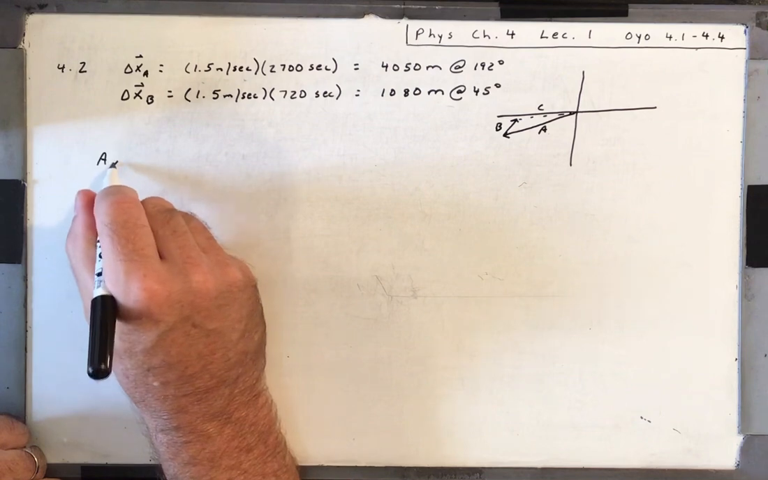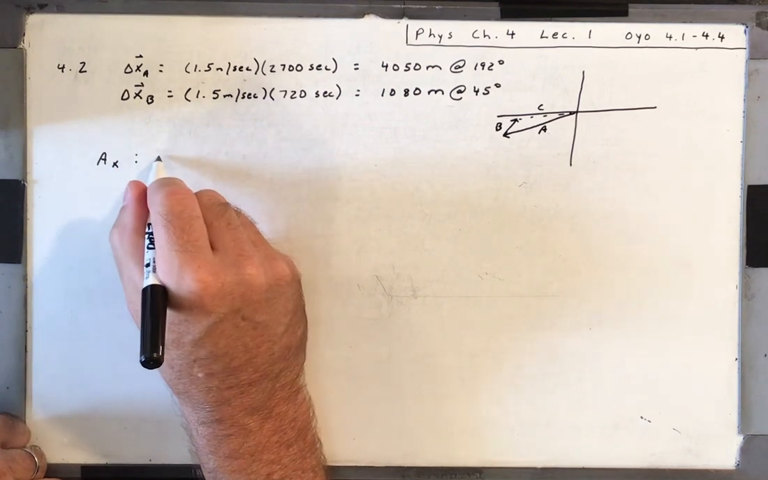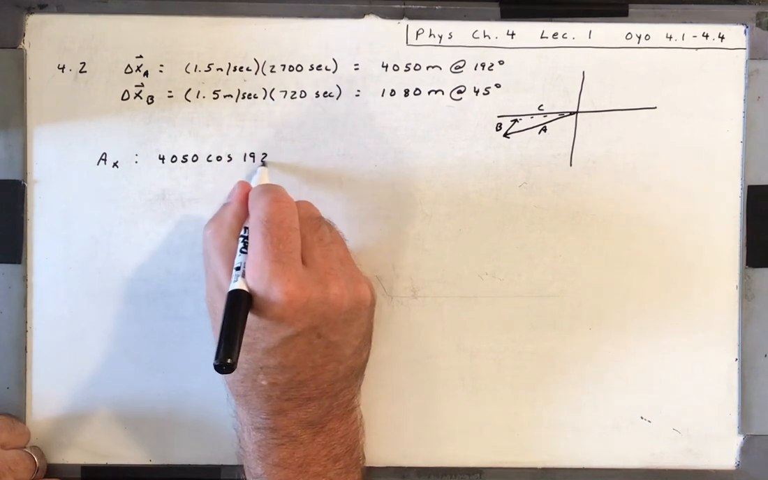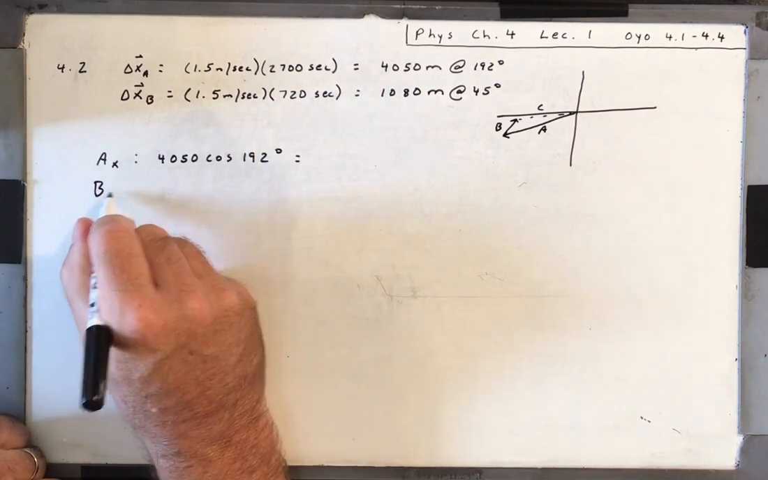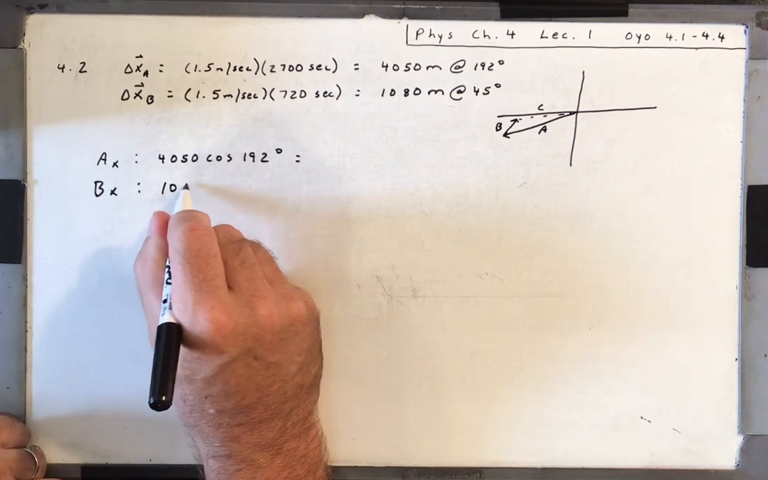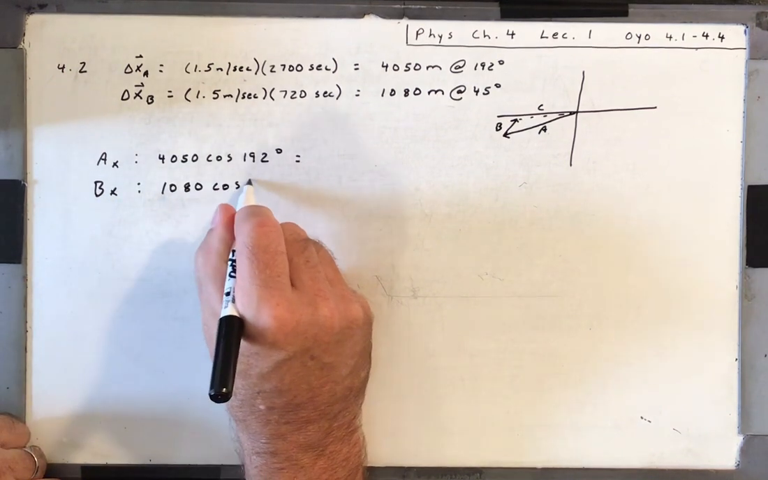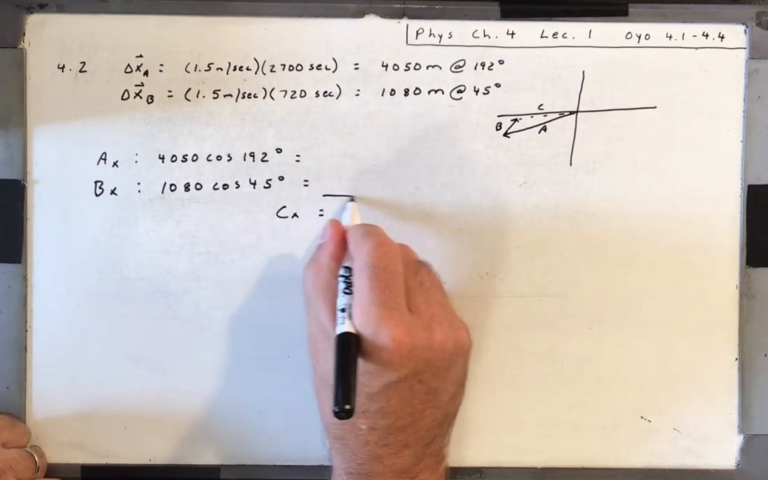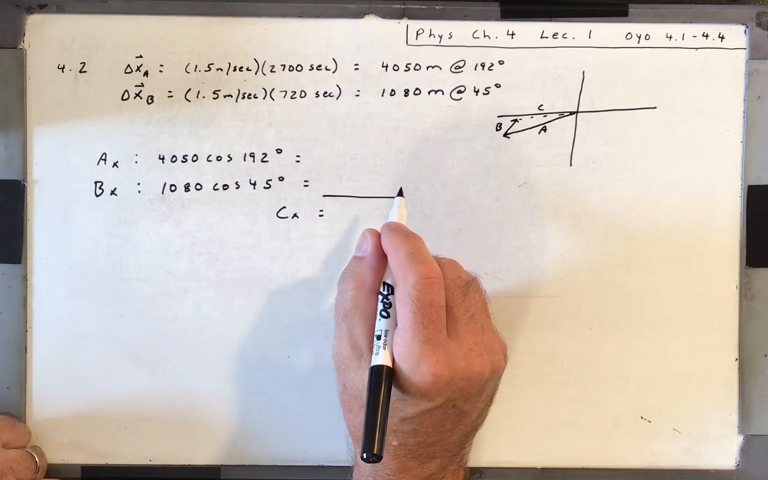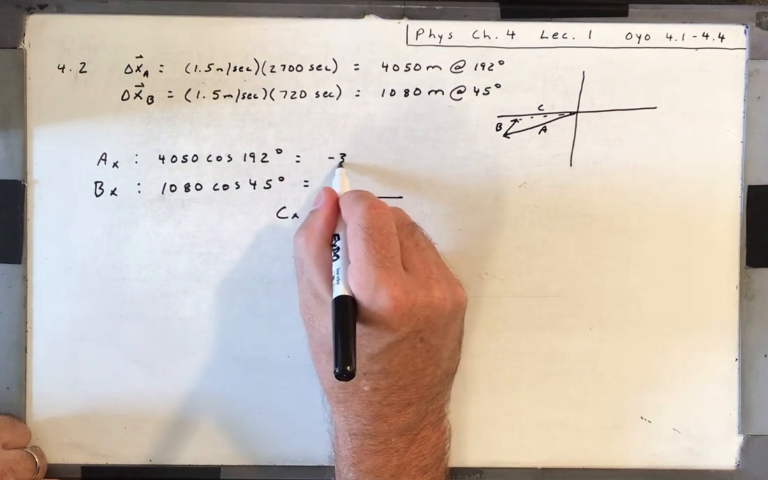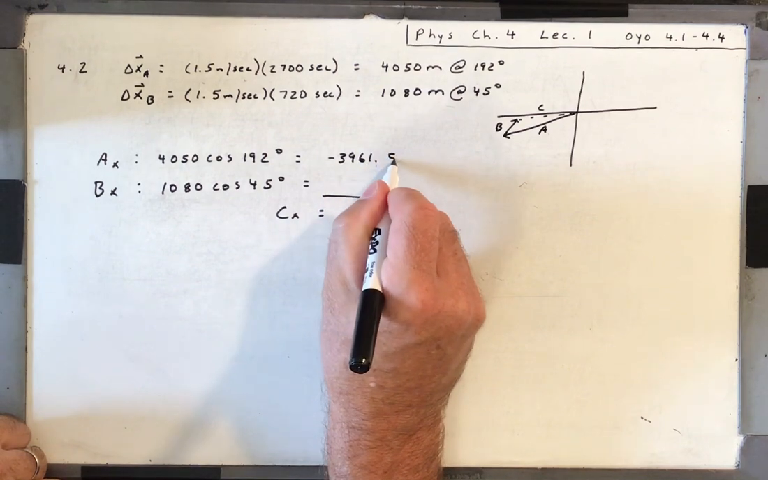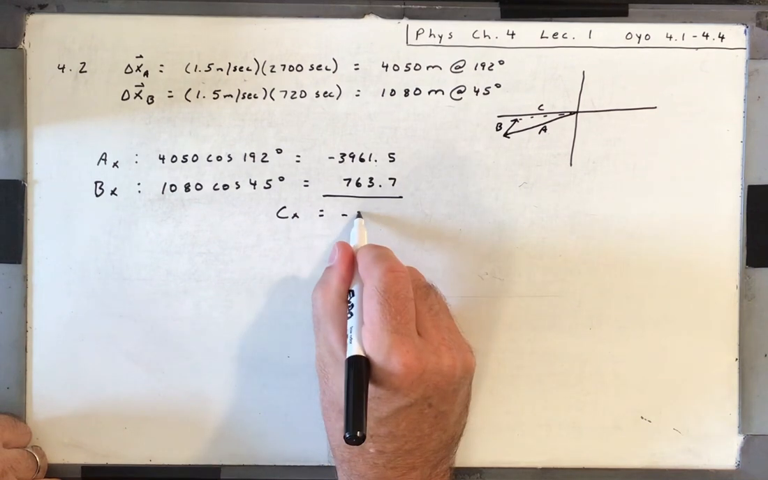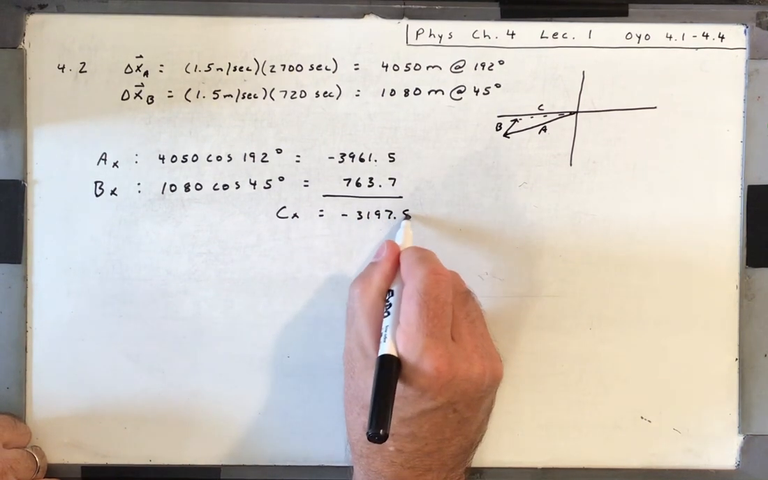A sub x is 4,050 cosine 192. B sub x is 1,080 cosine 45. C sub x is the sum of those two. So we've got negative 3961.5 and 763.7, so that's negative 3197.8 meters.